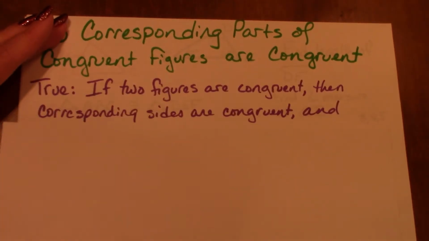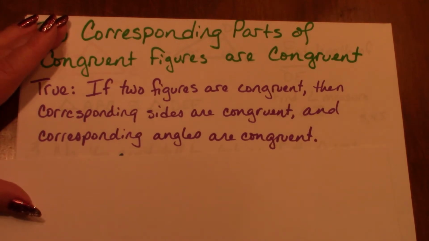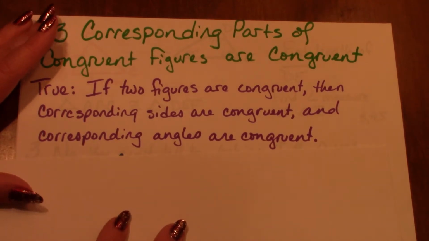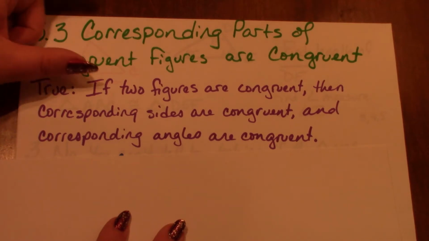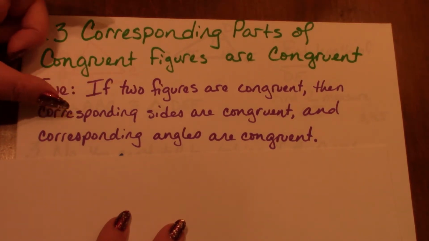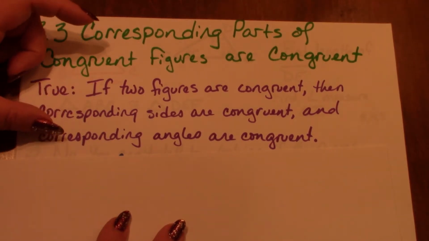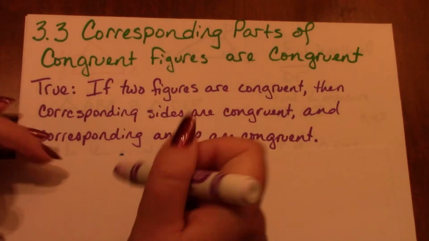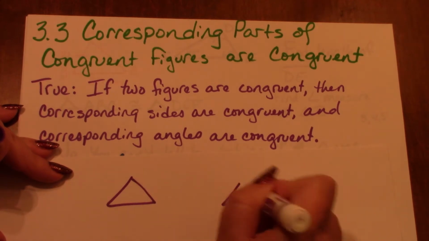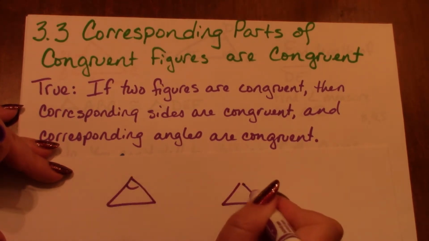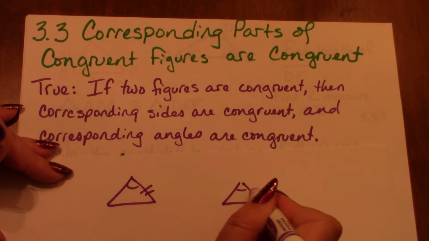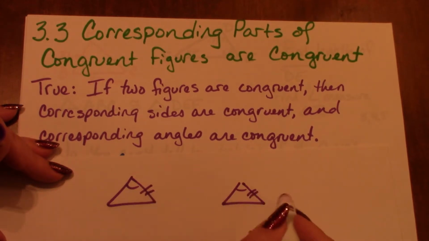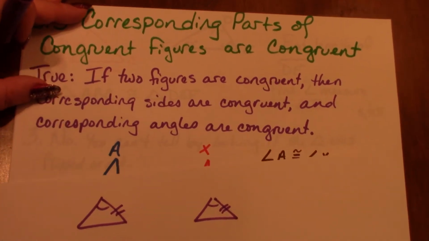Right now we're working on building proofs. We know that it's true that if two figures are congruent, then the corresponding sides are congruent and the corresponding angles are congruent. If we have two shapes, and I tell you that these are congruent, then you know this and this are congruent, and that are congruent. All of the corresponding pieces are individually congruent as well as the entire shape.